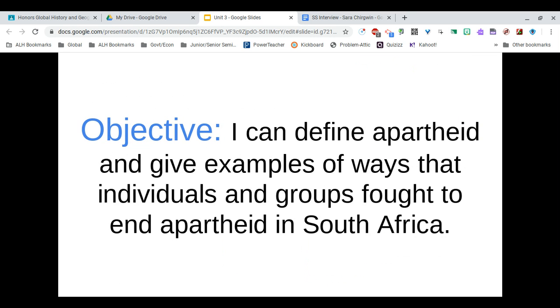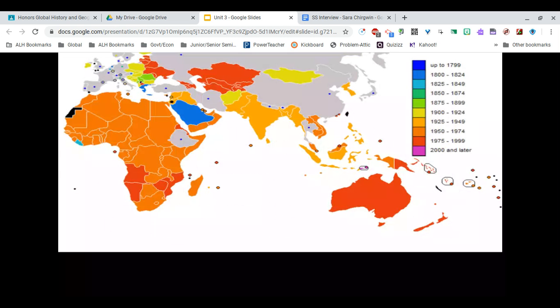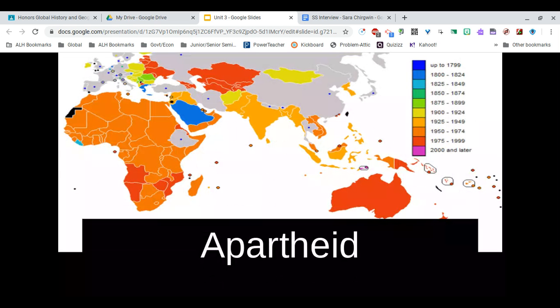And our objective for today is to define apartheid and give examples of ways that individuals and groups fought to end apartheid in South Africa. So we are going to be all focusing on apartheid today. And there we go, apartheid.